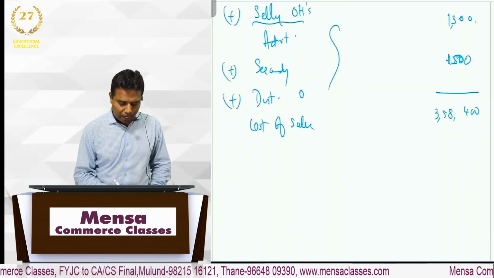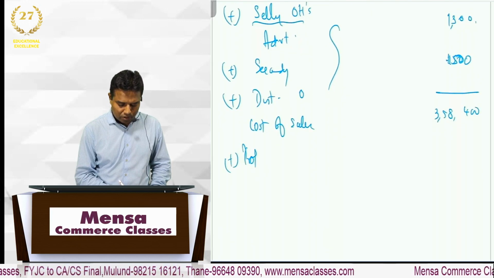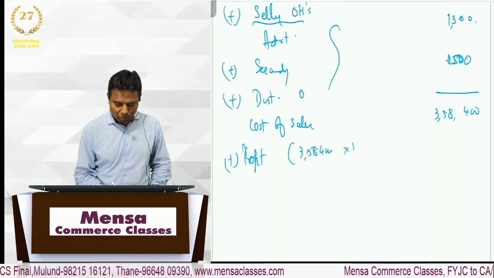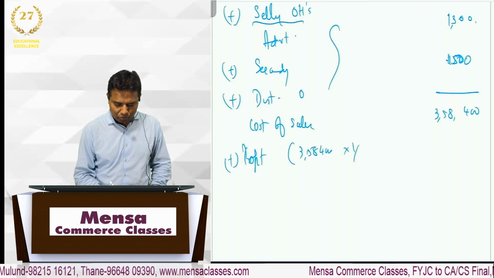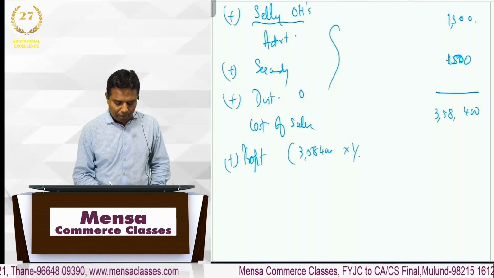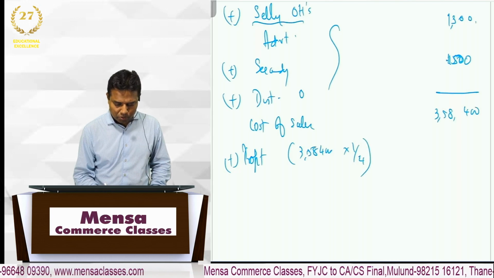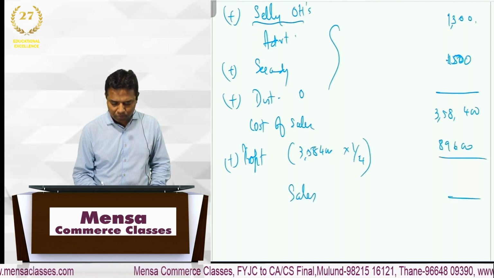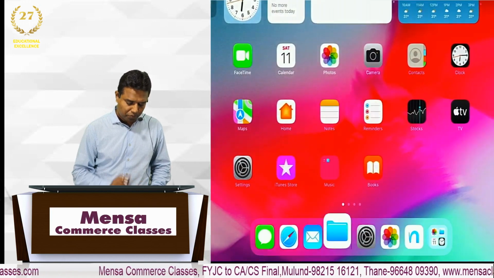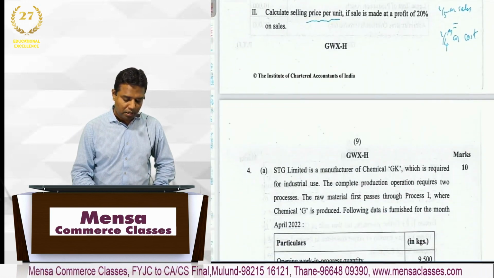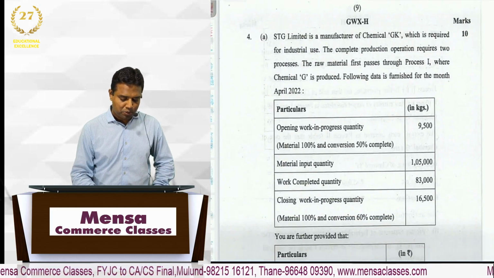3,58,400. Add profit, which is 3,58,400 into 1 by 4. Correct? That will come to 89,600. So you'll have your sales, right? So this is how we do it. So that is your next question. That is question number 3B. Let's move on to the next one.